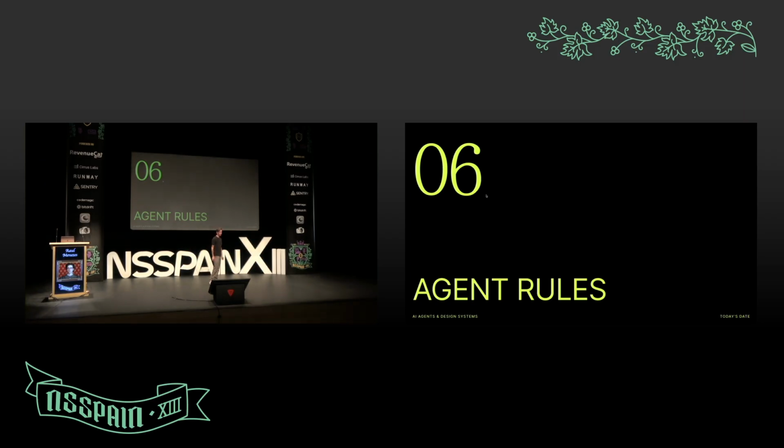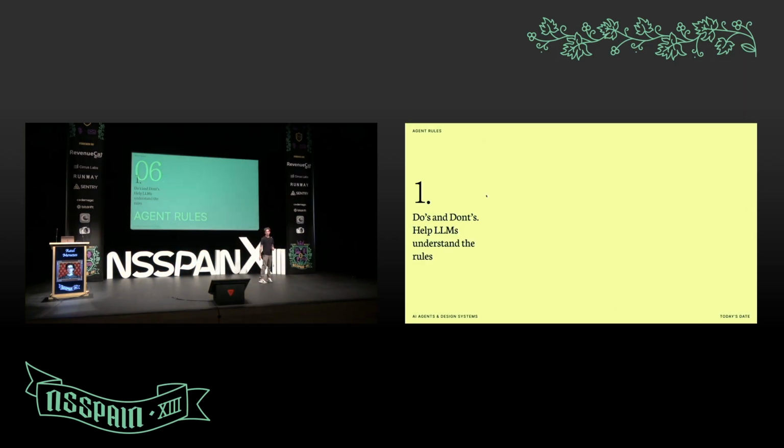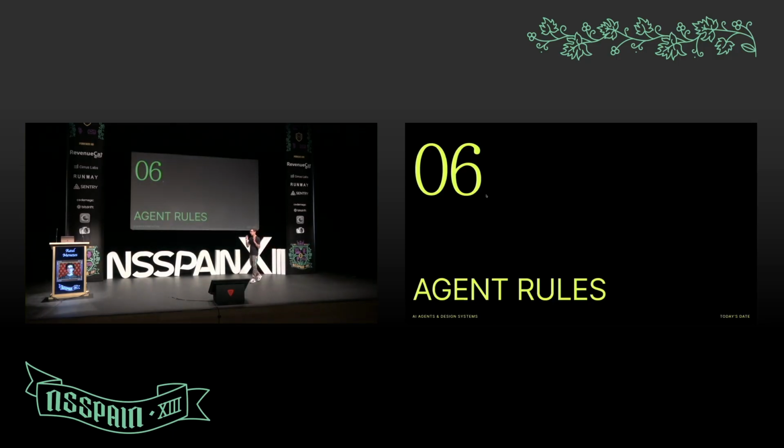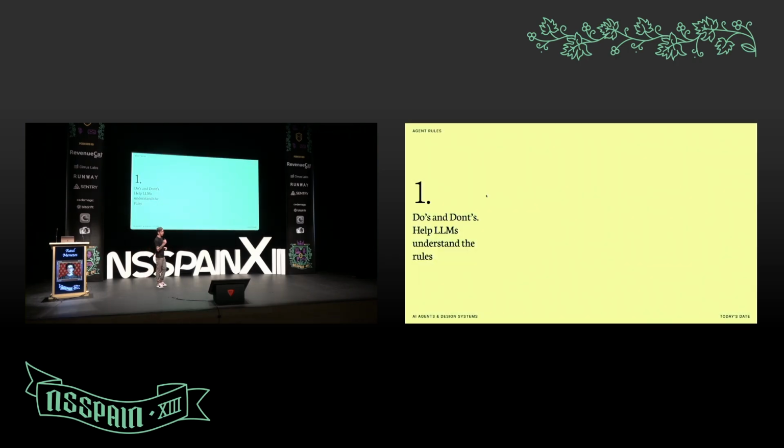And one of the last ones is the agent rules, because right now we are giving the AI the structure of components. We are giving context, which is much richer information, with the tree of elements and all the components that need to be used. And now we come to the rules, which is really important, which is pretty much do's and don'ts, helping the LLMs understand what they should be doing and what they should not be doing.